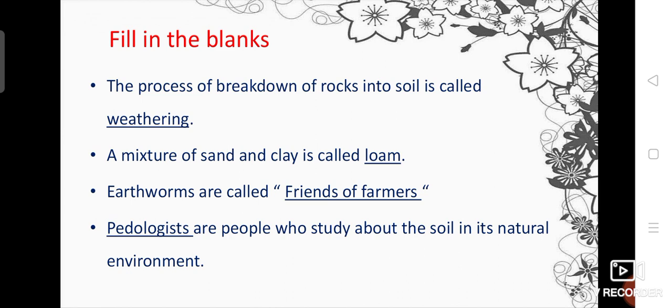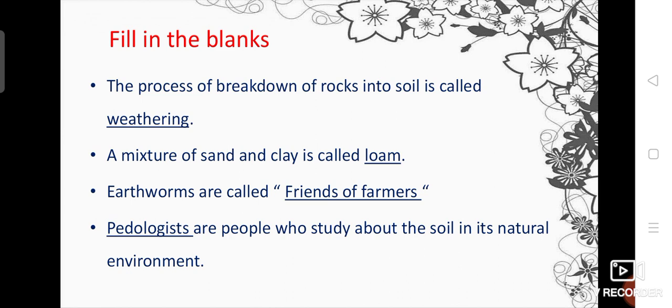Second one, a mixture of sand and clay is called loam. Just remember the class taken on soil and rocks. There are different types of soil. We have seen three types of soil, especially sandy soil, loamy soil, clayey soil. So the mixture of sand and clay is called loam, that is loamy soil.